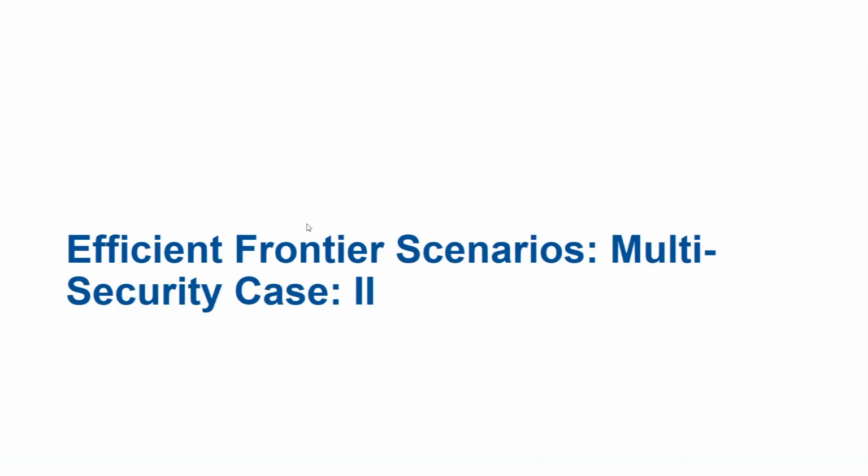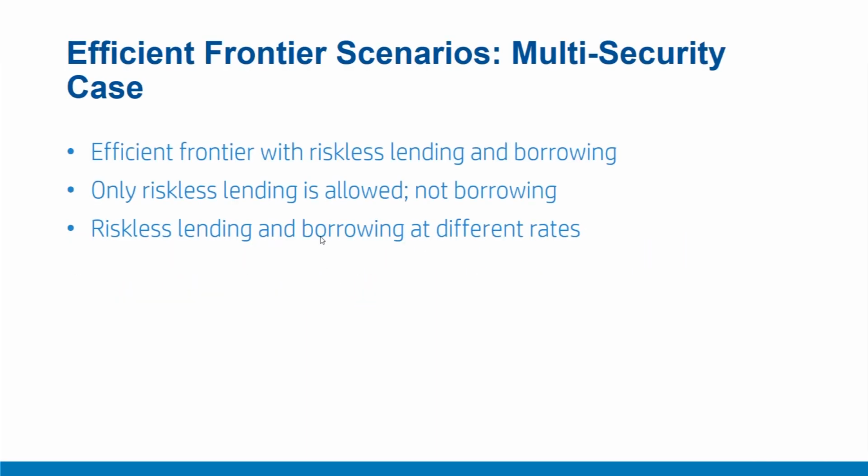Efficient Frontier Scenarios, Multi-Security Case 2. In this video, we'll discuss the shape of the efficient frontier with multiple securities and the introduction of a riskless or risk-free instrument. We'll discuss three cases. First, the efficient frontier with riskless lending and borrowing. Then, only riskless lending is allowed, not borrowing. And then, riskless lending and borrowing at different rates. As we can see, we gradually move in a step-by-step manner towards a more realistic assumption of different riskless lending and borrowing rates.